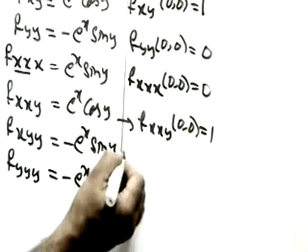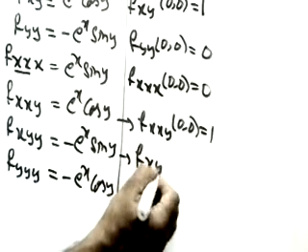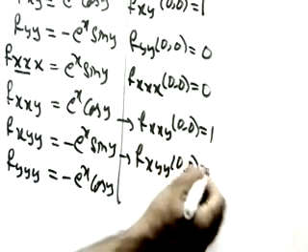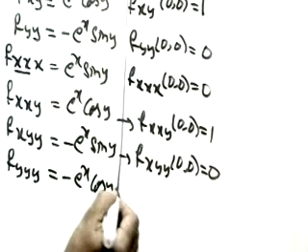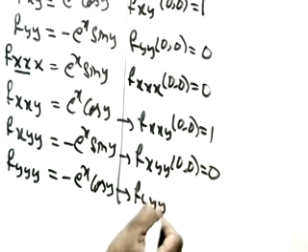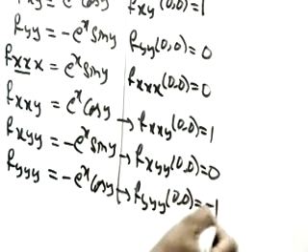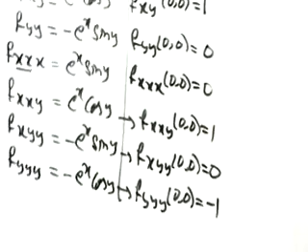fxxy(0,0): cos 0 is 1, so this is 1. Again, fxyy(0,0) is sin 0, which is 0. fyyy(0,0) is minus 1, because this is minus cos 0, and cos 0 is 1.